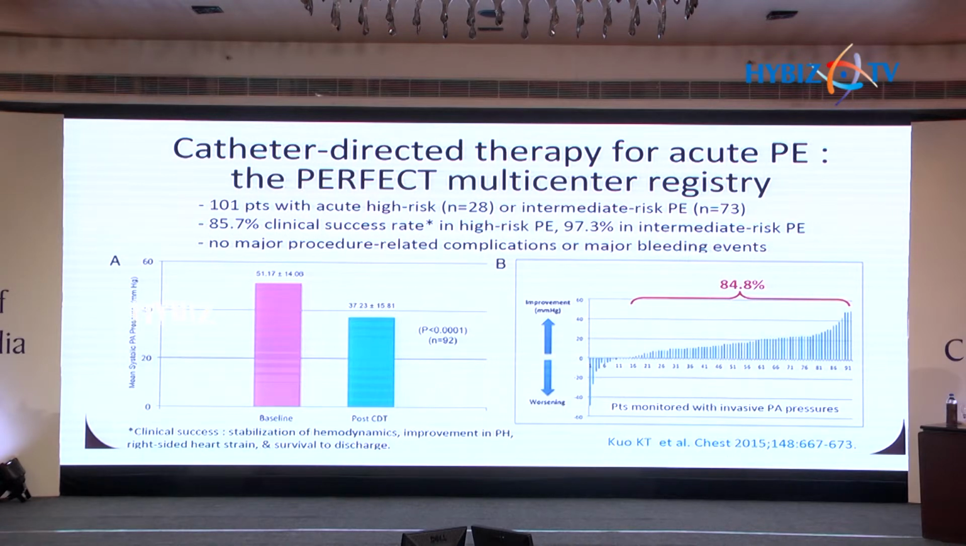However, the catheter-directed therapy for acute PE, the PERFECT multicenter trial, has shown very rewarding success rates, with almost 85% clinical success rate in high-risk patients, and about 97% success rate in intermediate-risk patients, with very limited complications. The only black box warning was for the rheolytic therapy, the AngioJet. The AngioJet was the one which produced the majority of complications, but for the rest of the catheter-based therapies, there were no major complications involved.